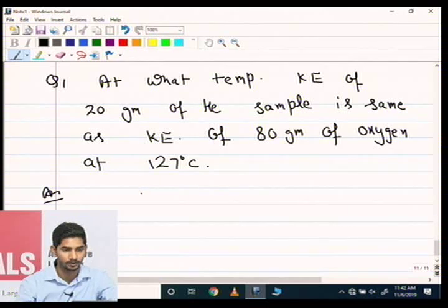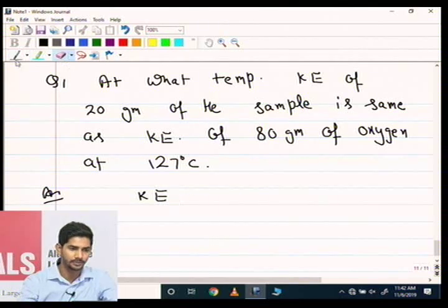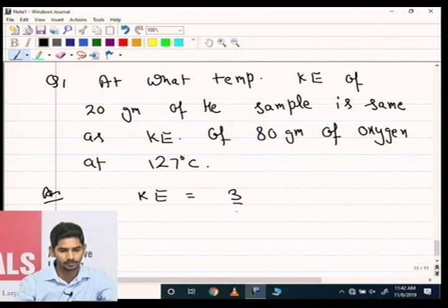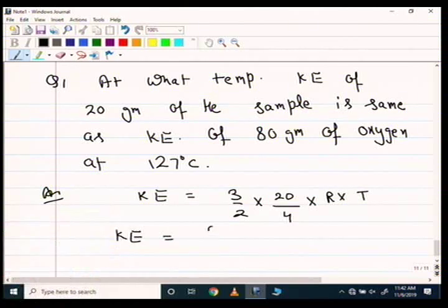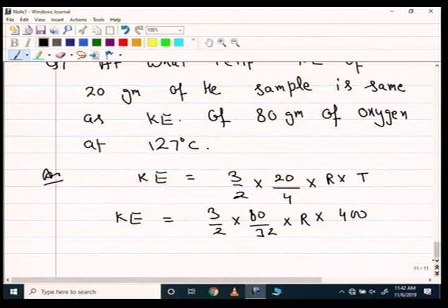See, kinetic energy of helium sample should be what? 3 by 2, 20 by 4, which is the number of moles. Okay, we have got one answer. R is a constant and temperature we have to calculate. Second kinetic energy is 3 by 2, 80 by 32 into R into 127, which means 400. Just divide these two and you will get your answer. Or we can simply equate these two, make them equal.